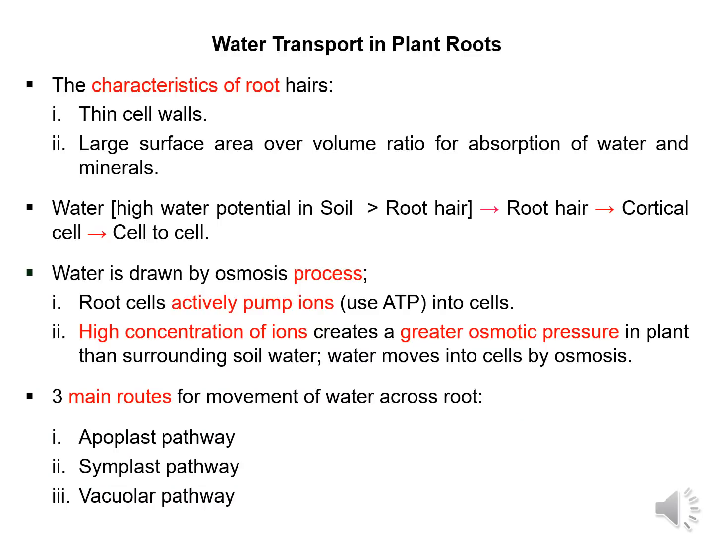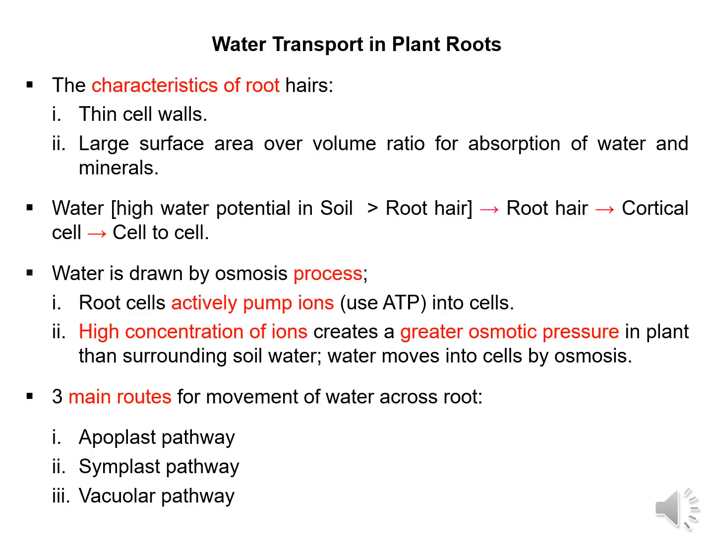So once again, before we end this section, let's do a recap of water transport in plant roots. The characteristics of the root itself are relevant to efficiently transporting water. The root hair with thin cell wall also creates a large surface area over volume ratio for more absorption of water and dissolved minerals. We know that water may transport into root hair, next to cortical cells, and finally from cell to cell. But what makes water move into root hair?